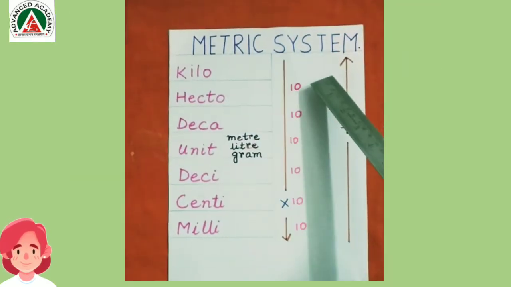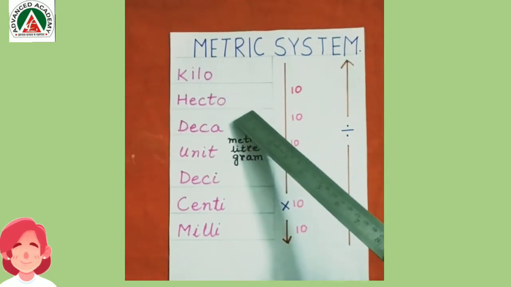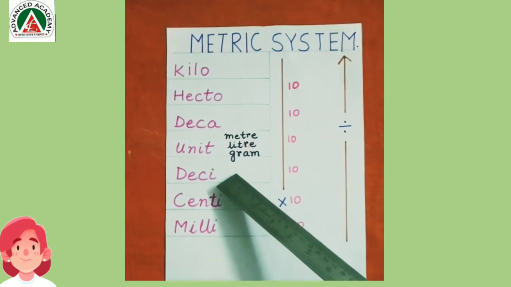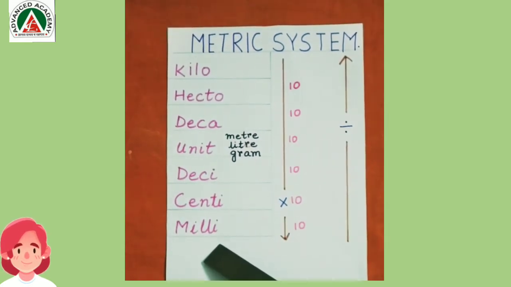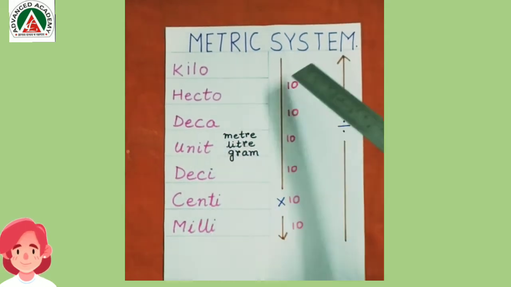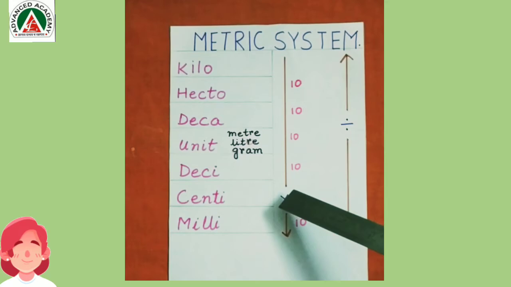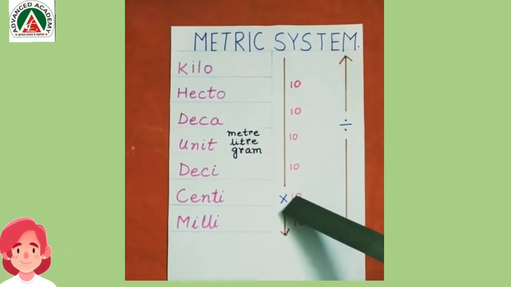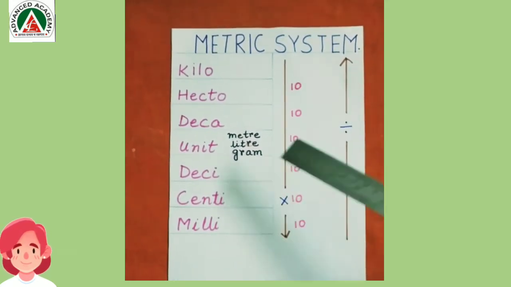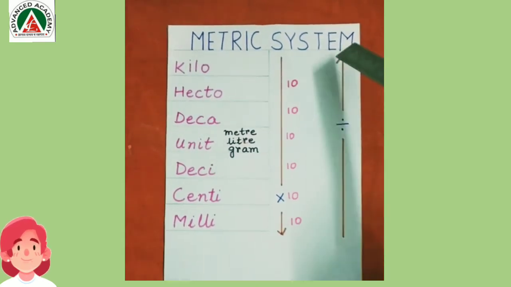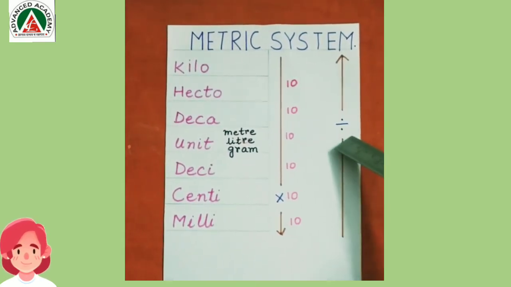In the metric system, kilo, hecto, deca are bigger units. Deci, centi, milli are smaller units. Therefore, when we are converting bigger units to smaller units, we always multiply. And when we are converting from smaller units to bigger units, we divide.